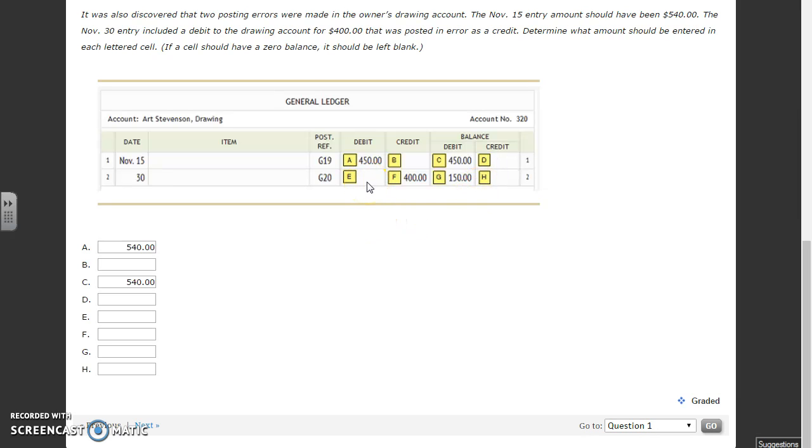E, we should have had a debit. We were told in the directions that this credit should have been a debit. So for E, we should have had $400. F should actually have been blank. We didn't have a credit, so we're going to leave F blank. G, our new balance. In C, we should have $540. We have a debit taking place, so we should add that, not subtract it. So $540 plus the $400 is going to give us a total of $940. H remains blank because again we don't put anything in that column that is not the normal balance. And that's it for 4-4.